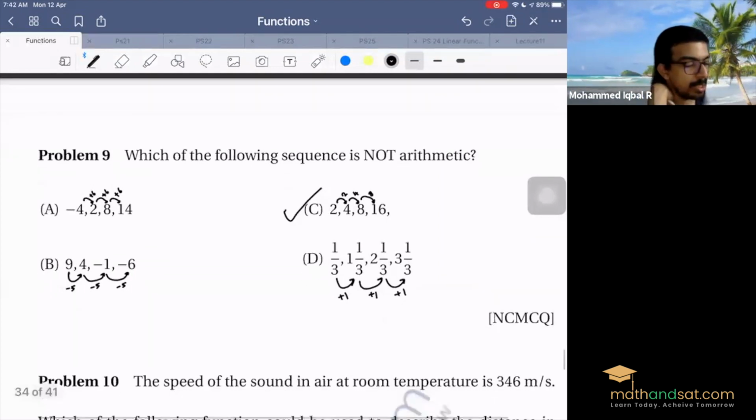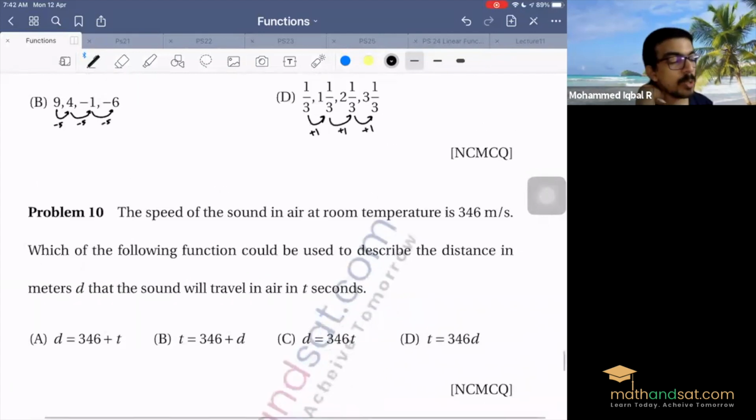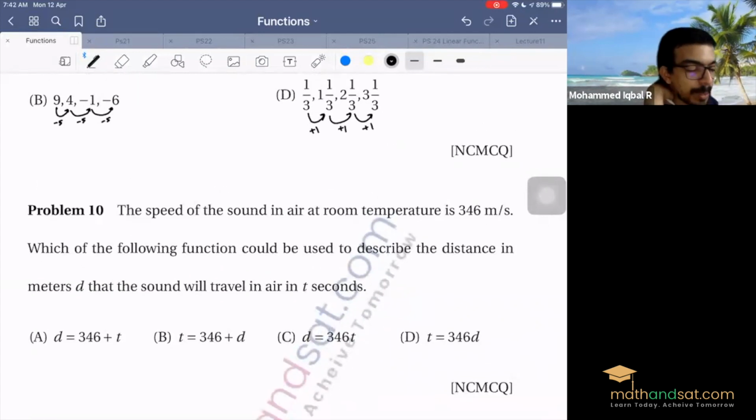Yes. So we'll move on to the next question. The speed of sound in air at room temperature is 346 meters per second. Which of the following functions could be used to describe the distance in meters, d, that the sound will travel in air in t seconds? Of course, speed, distance, and time. You need a relationship connecting them.